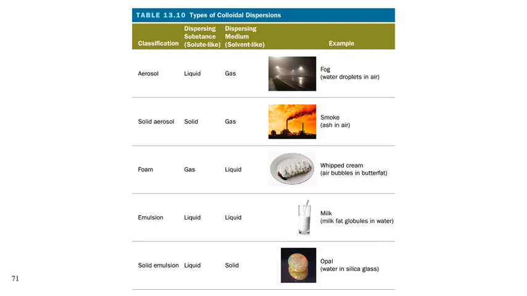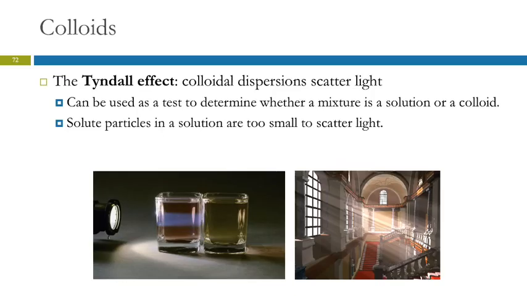The Tyndall effect. With a colloid, sometimes there's enough of the suspended particles that you can just see that it's cloudy. Other times you can't. And here's an example. Here we have two liquids. This one is a colloid, and this one is a solution. When you shine a beam of light through the colloid, you see that the particles are large enough to scatter the light. That does not happen in a true solution. You can't see the beam of light.